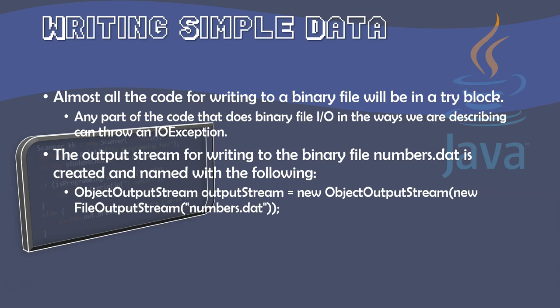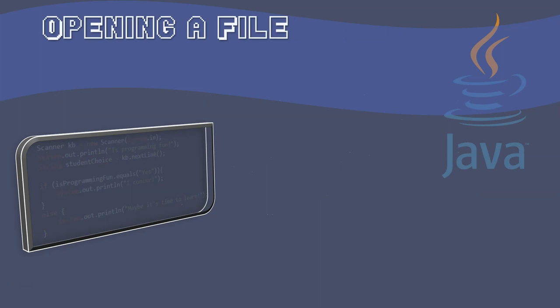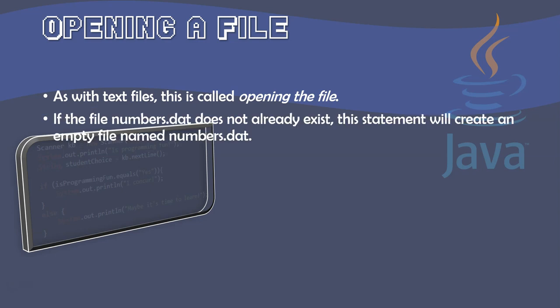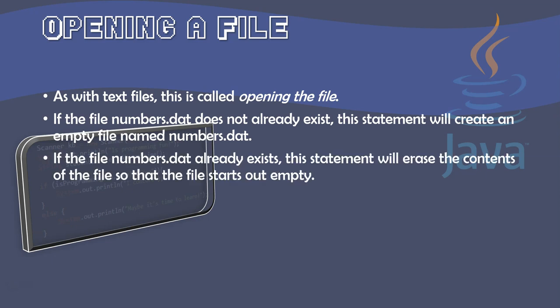Again, it's going to look very familiar to some of the format that we've been using, but it's going to be a little different because you can see we have some different classes, and we're using a different file extension. Now let's actually talk about opening that file. This is a term we are probably already familiar with, because just like with text files, when we actually want to pull that file in, it's called opening the file. And if the file does not exist, the statement that we just saw is going to create an empty file named numbers.dat. If the file already exists, it's simply going to erase whatever contents were in that file, so the file starts empty.